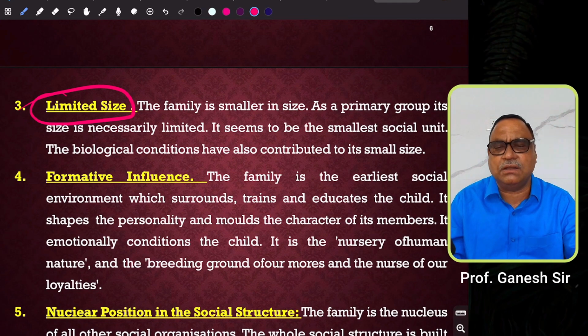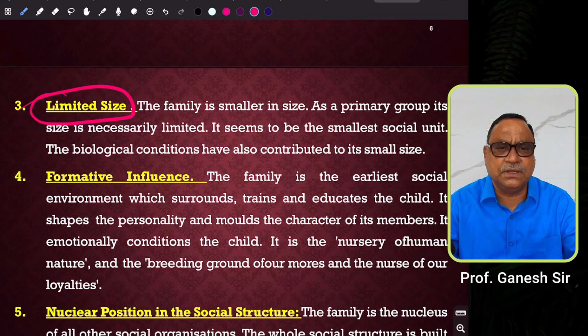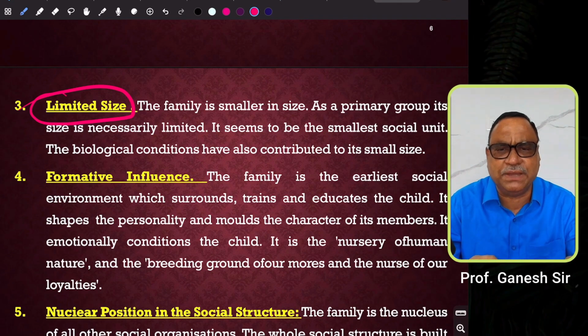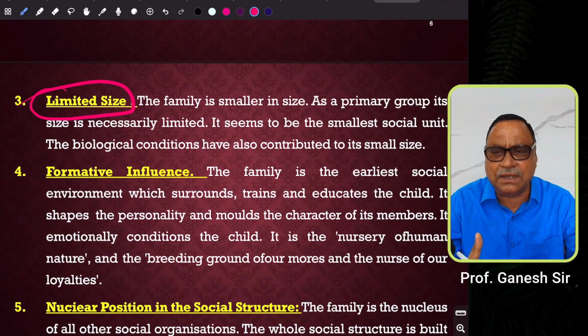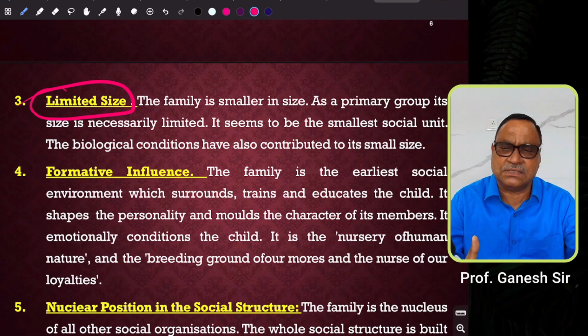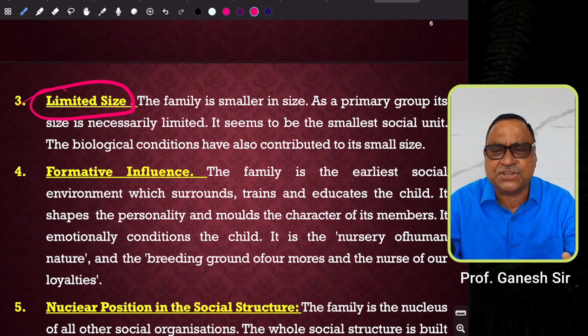Then the third characteristic is limited size. The family is smaller in size. As a primary group, its size is necessarily limited. It seems to be the smallest social unit. The biological conditions have also contributed to its small size. Generally, a family could be a nuclear family or joint family or extended family. But all these types of families have their own limitation. Family sometimes consists of wife and husband, sometimes with or without children. Sometimes families can be joint families where the number of persons in the family may be more, but still it has its own limitation. That's why the size of the family is generally small.